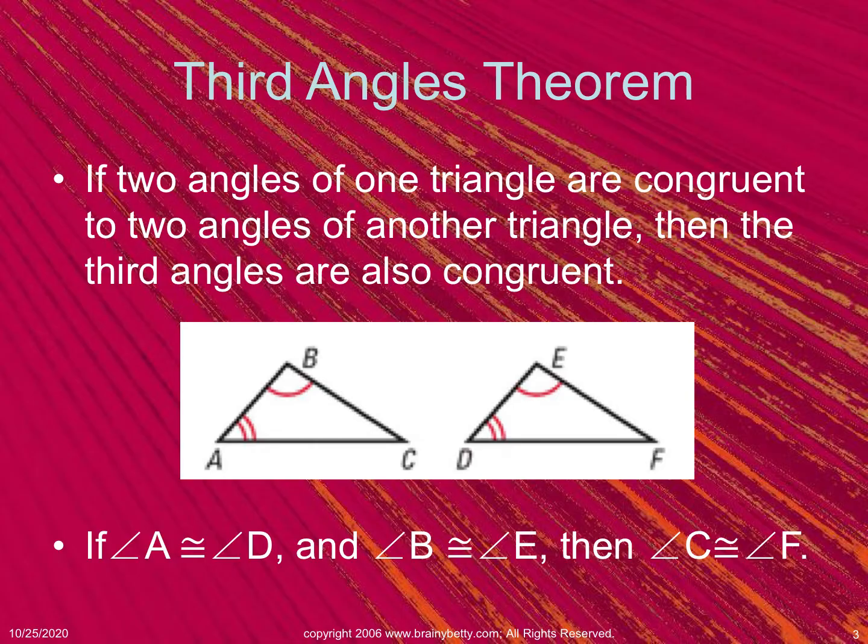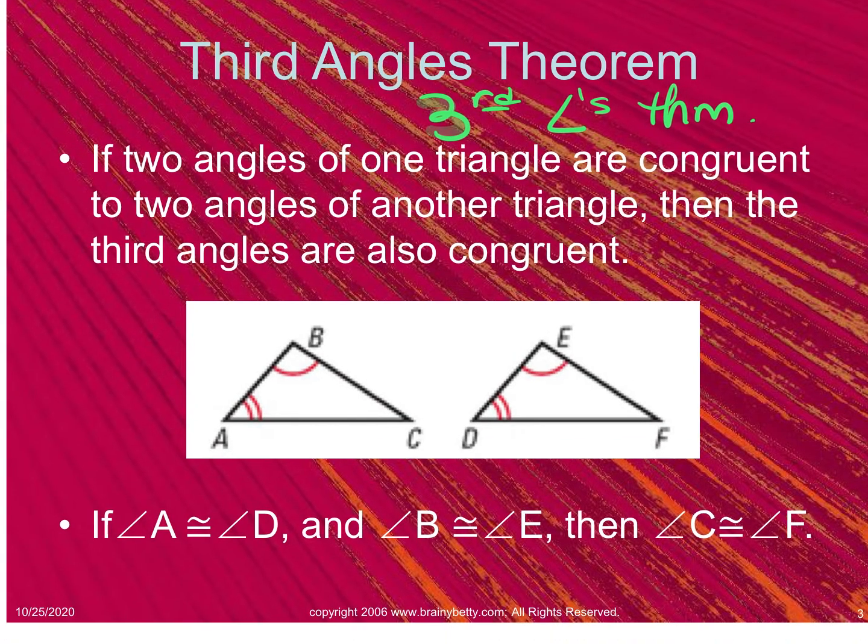Okay, the theorem is called the third angles theorem, and this one states that if two angles of one triangle are congruent to two angles of another triangle, then the third angles are also congruent. Now, when you're writing this in a reason as a proof, if you want to abbreviate it, you could abbreviate the word third and just put the number 3. And then angles, you could put the little symbol, and then you could abbreviate theorem as THM. So let me show you what this means.